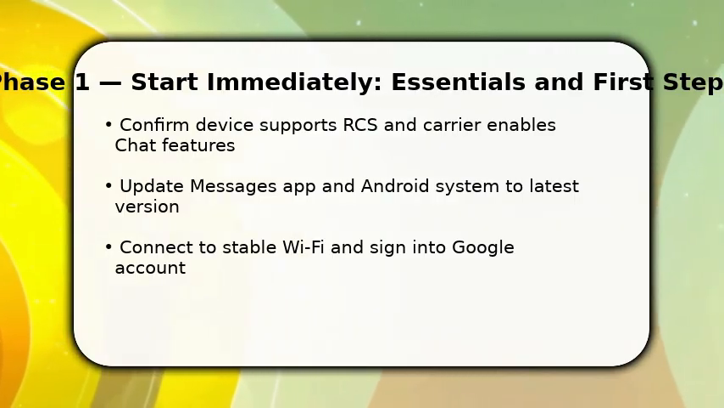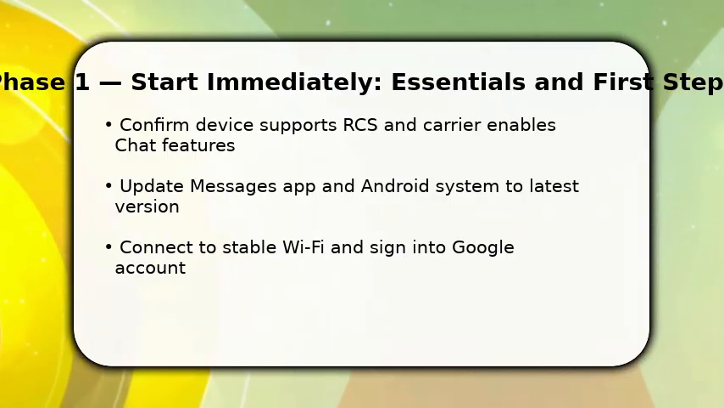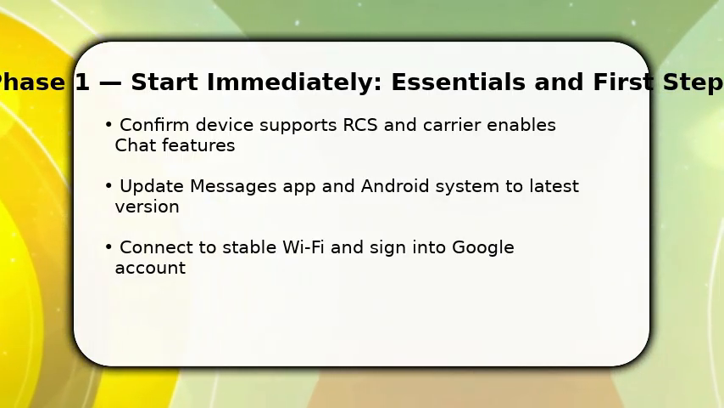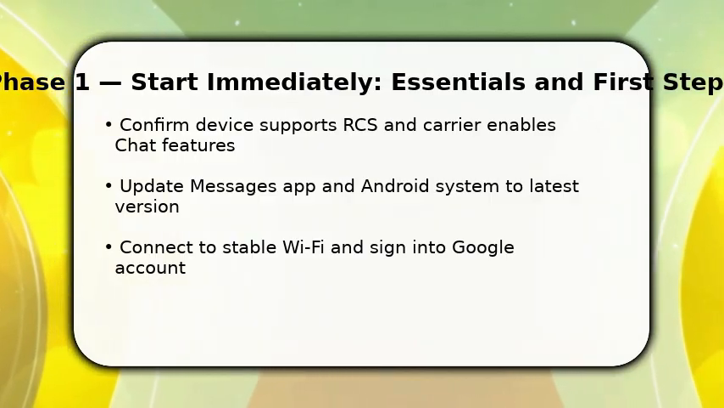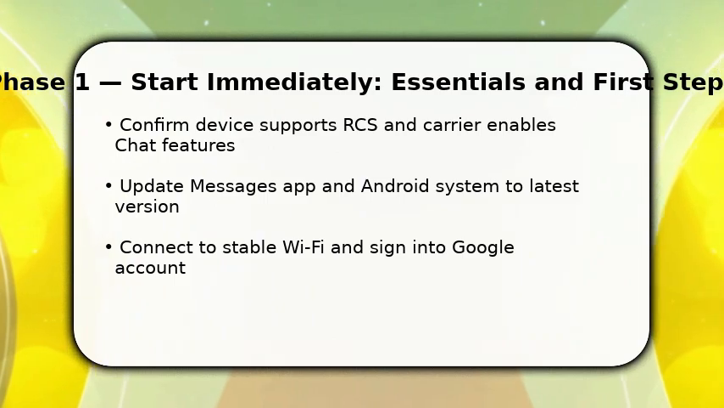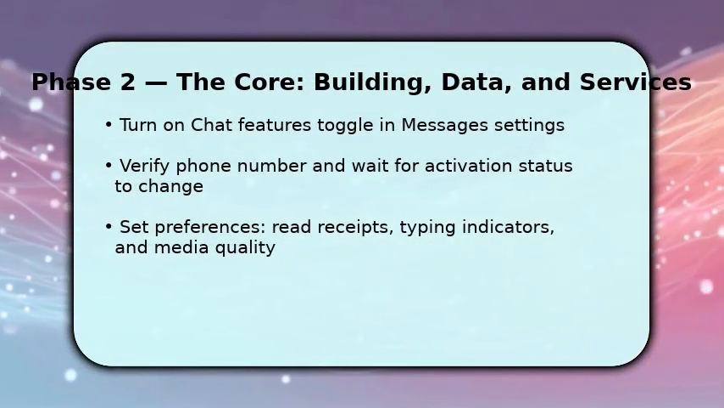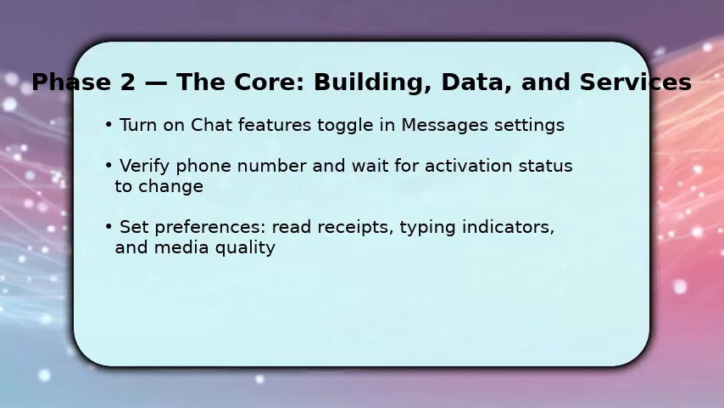This negotiates RCS capabilities with your carrier and Google. Make sure Wi-Fi is on during setup to avoid SMS fallback. This gets you into the activation step fast. Do that now. Once in Chat Features, toggle it on and follow prompts to verify your phone number.